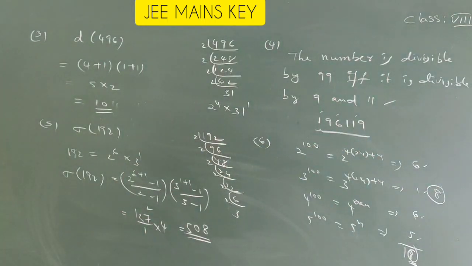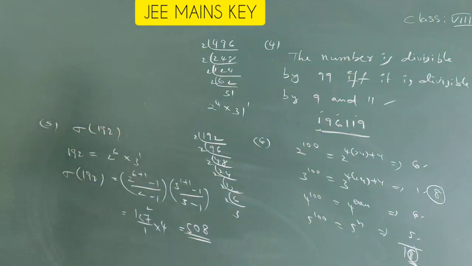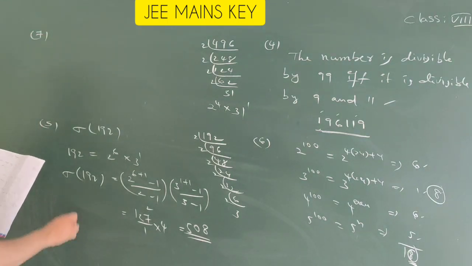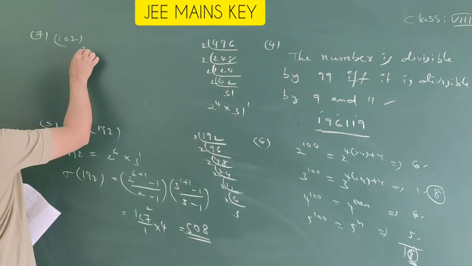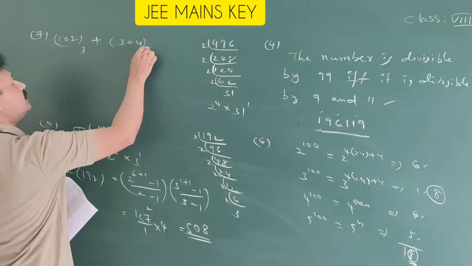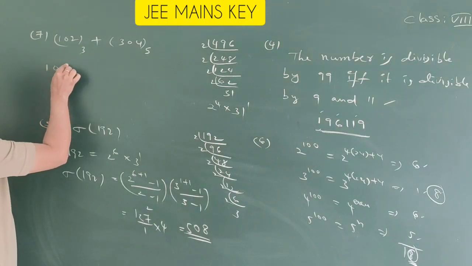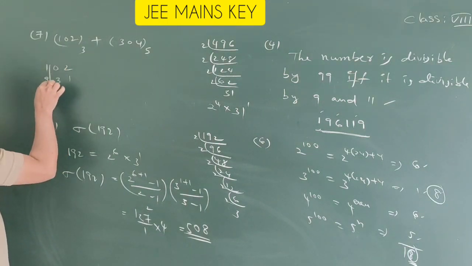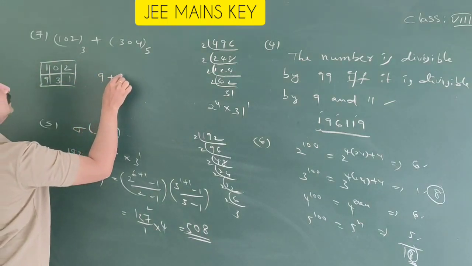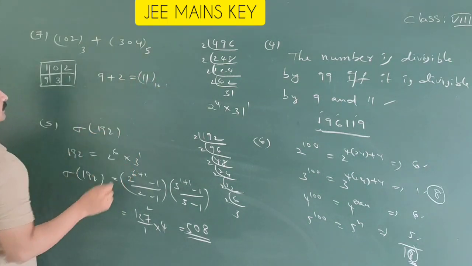Next, seventh one. Here 102 base 3 plus 304 base 5. And here 102 base 3 means 1 times 9 plus 2, which is 11 to the base 10.